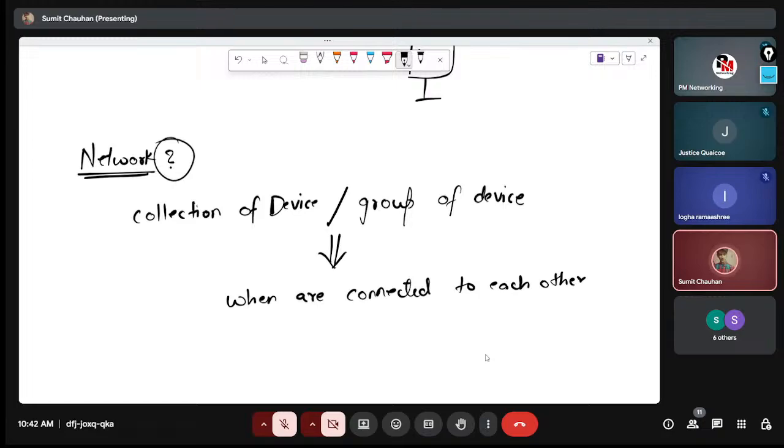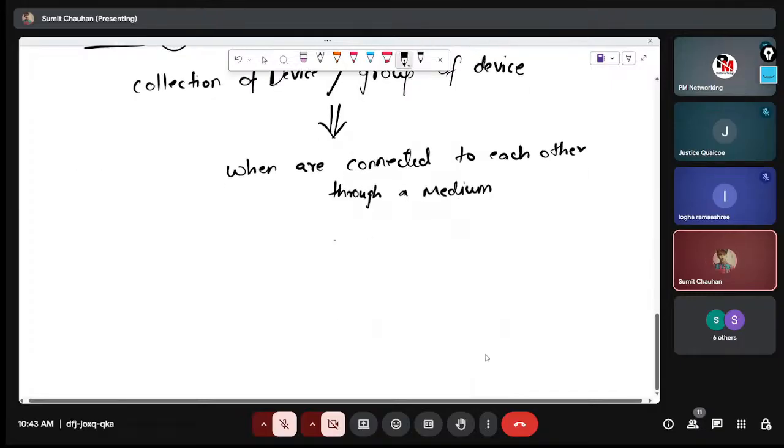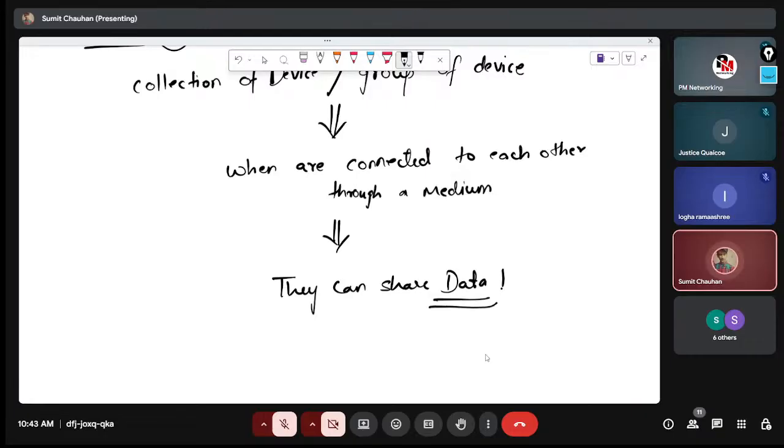So group of devices when connected to each other through a medium, that is, you need to have something to get connected, whether a wired connection, maybe a wireless connection, through a medium. When these group of devices are connected to each other through a medium, the result is they can share data. Ta-da. The final result is what? To share data. And how are we sharing? We are connecting these devices in a group, in a medium, and through that medium we are sharing that data, guys. And we have made that possible.